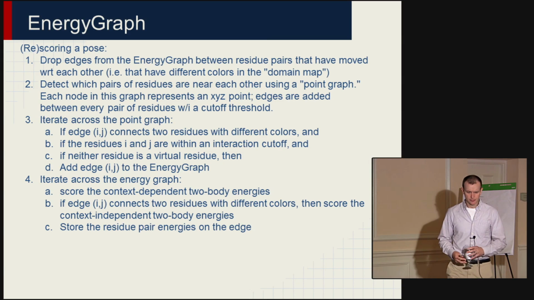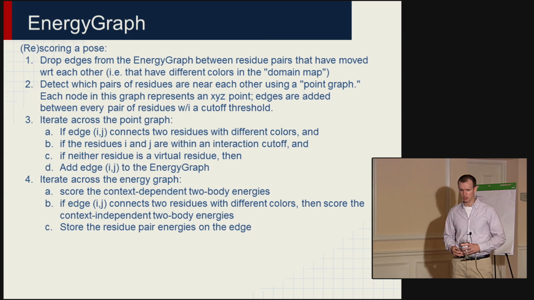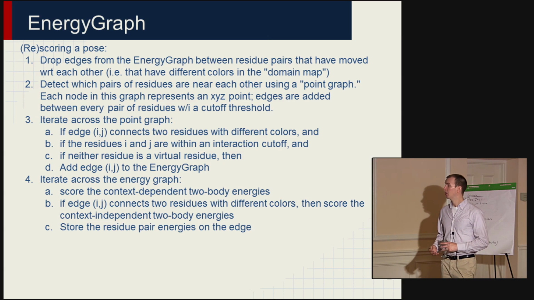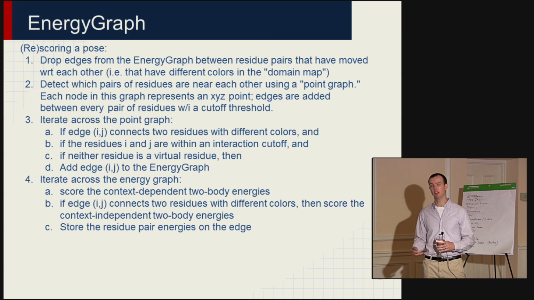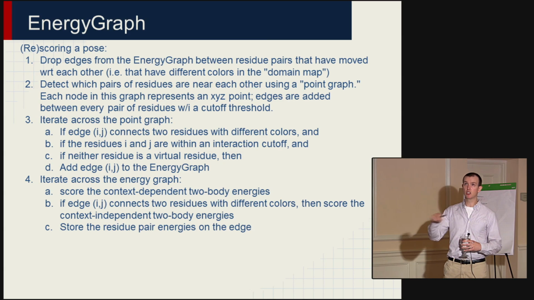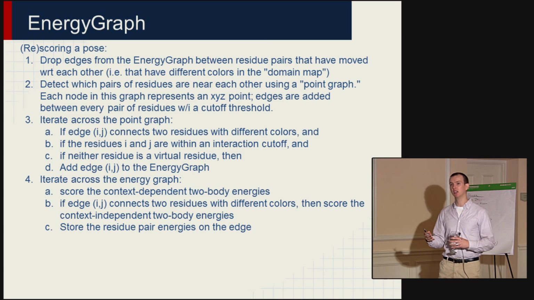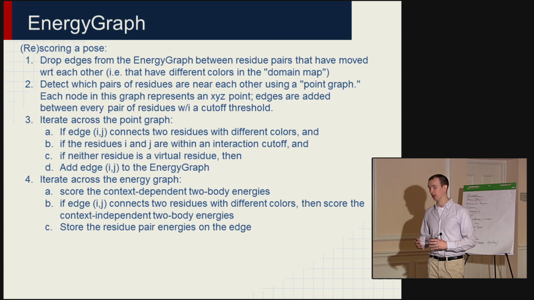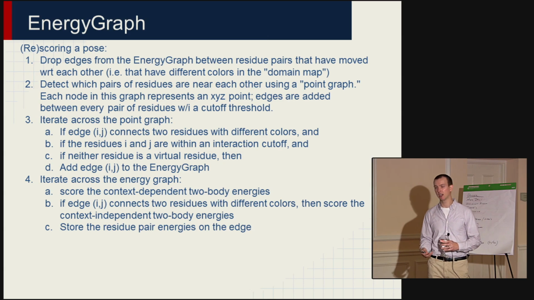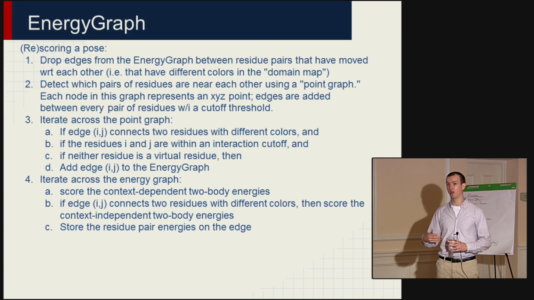Okay, so I'm going to conclude here with just a description of the algorithm of how you actually go about rescoring a pose. So you have the pose, it's been scored already. And so there's an energy graph representing the energies that were calculated the last time the score function looked at the pose. But the pose has changed, its structure has changed since the last time the score function looked at it. And so some of those edges are now obsolete.